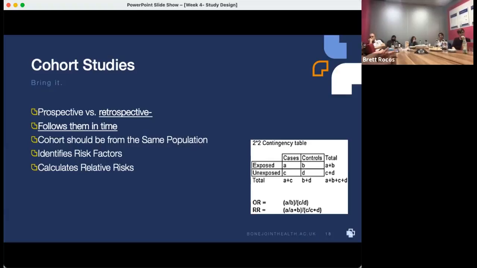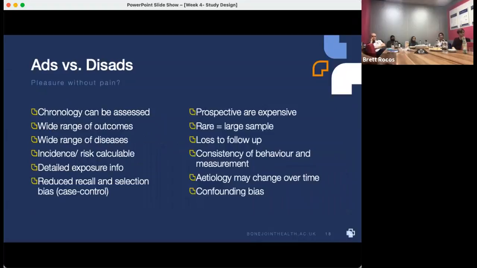So your output is a relative risk. Okay, we'll talk about relative risk and odds and stuff in the coming weeks, but relative risk is a good, solid output from a paper like this. So you look at a group of people and you look at their risks and you try and correlate the two. So what about advantages versus disadvantages?